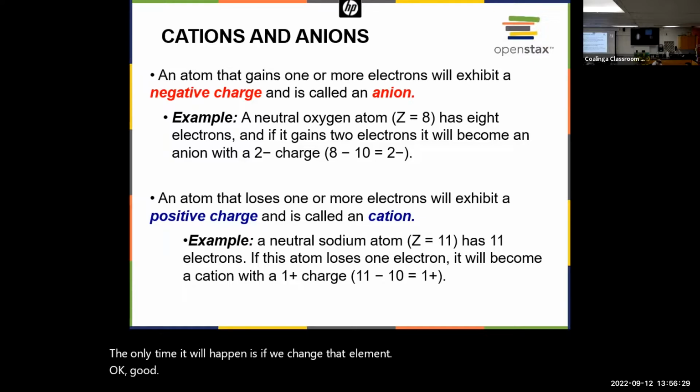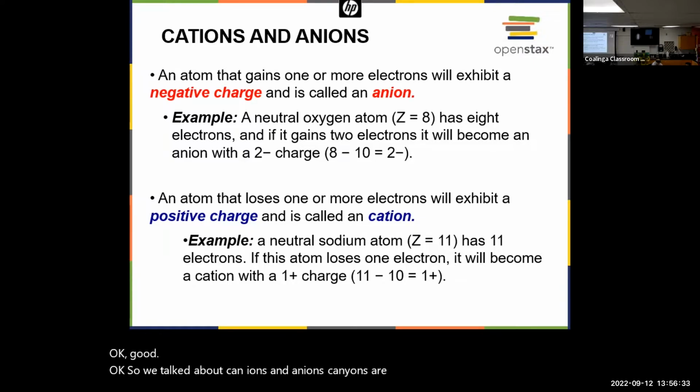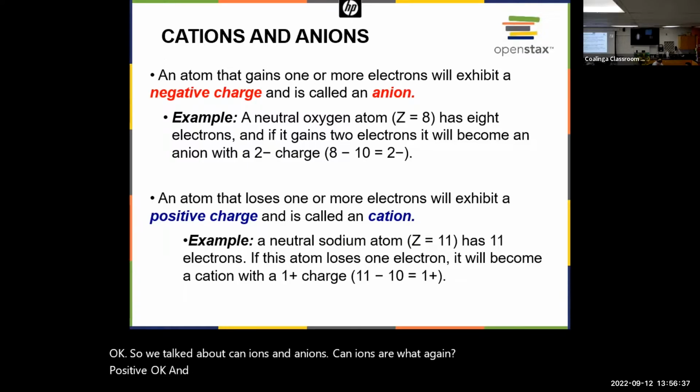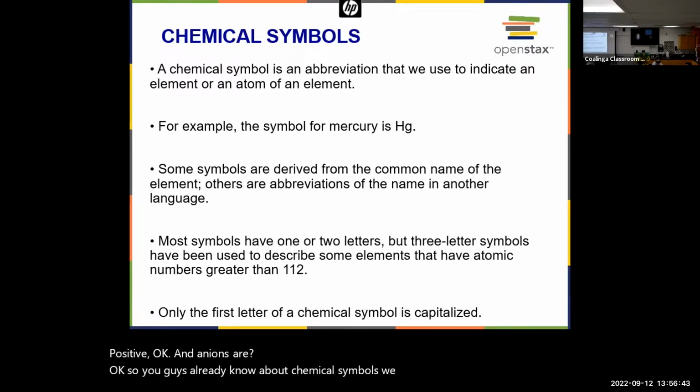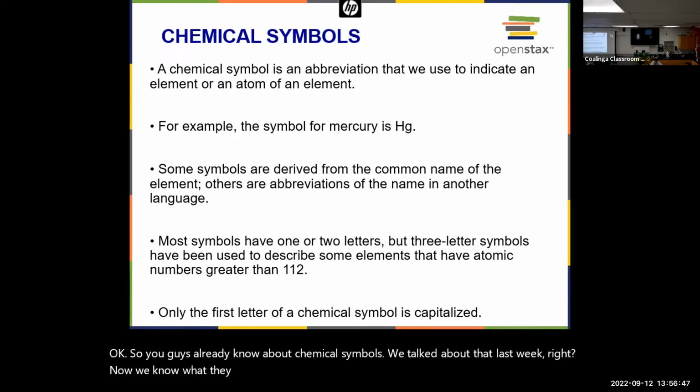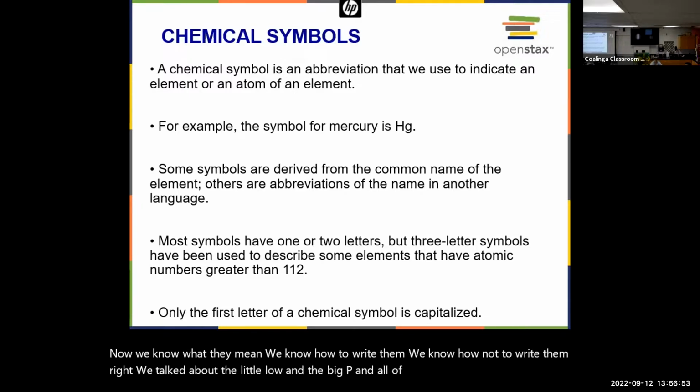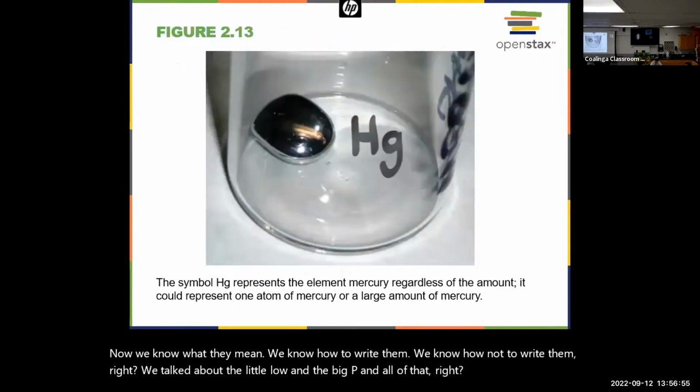Okay, so we talked about cations and anions. Cations are what again? Positive, okay, and anions are negative. So you guys already know about chemical symbols. We talked about that last week, right? So we know what they mean, we know how to write them, we know how not to write them. We talked about the little o and the big p and all of that, right?